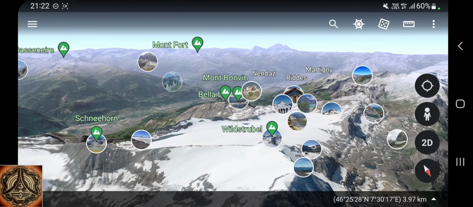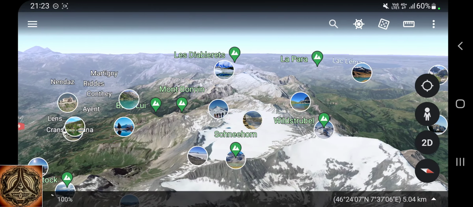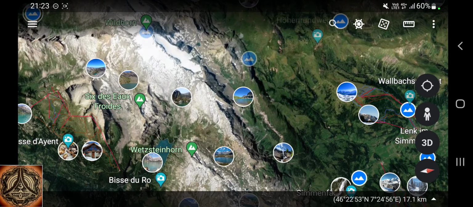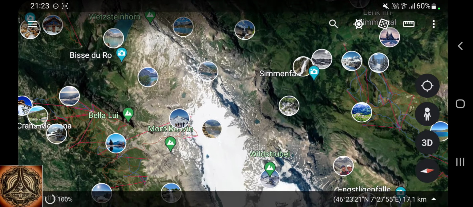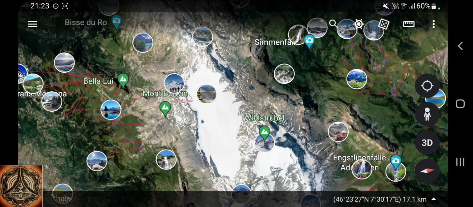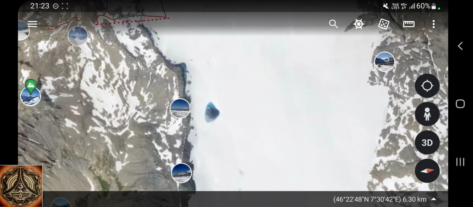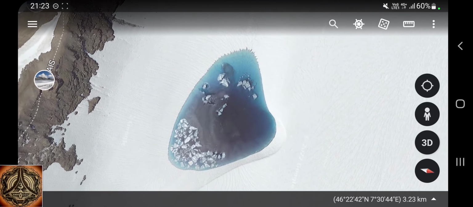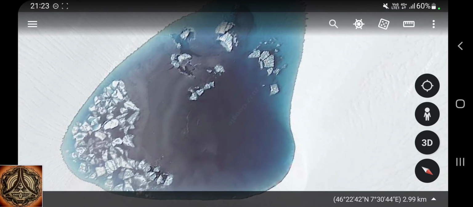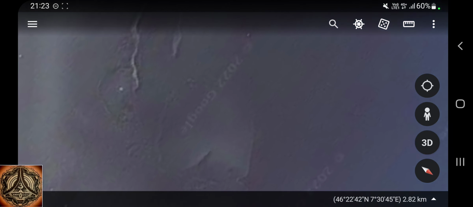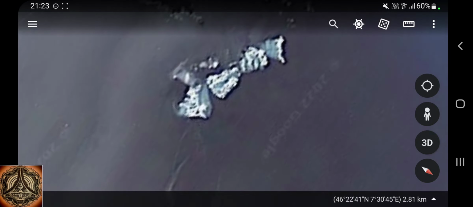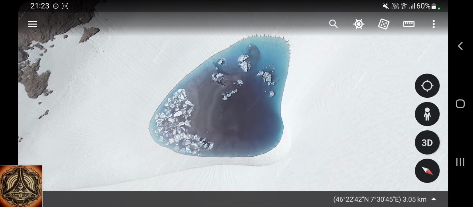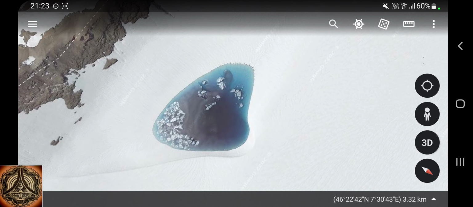Now that's really interesting. Les Diablerets. There are also big glaciers. But yes, yet another blue spot found on a mountain with a glacier with some really interesting features. Yes, very interesting features.